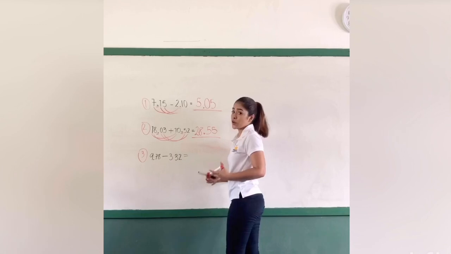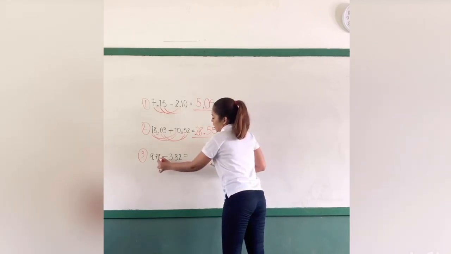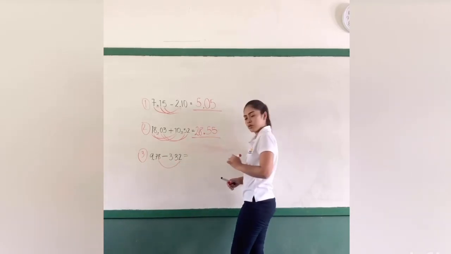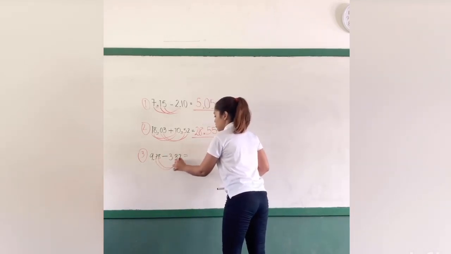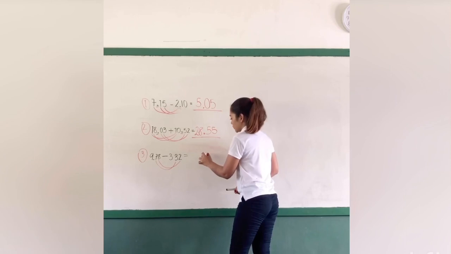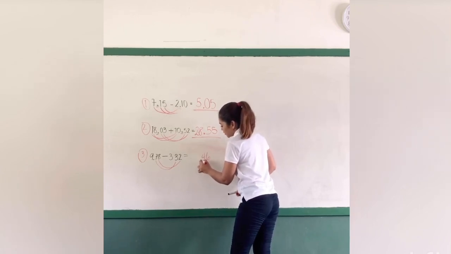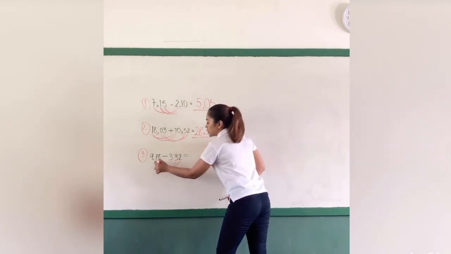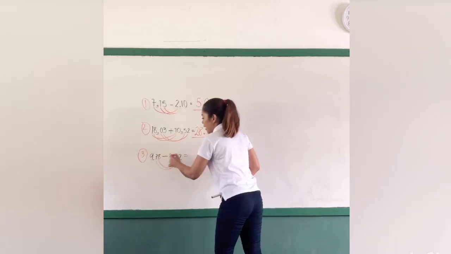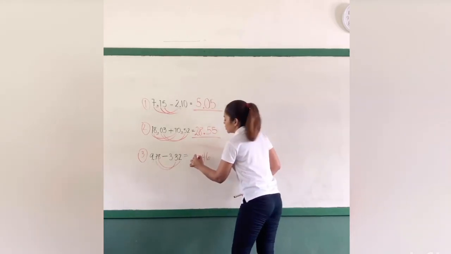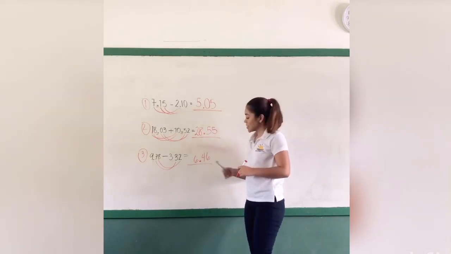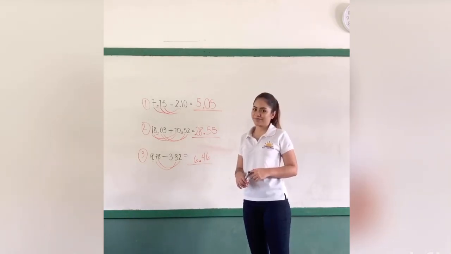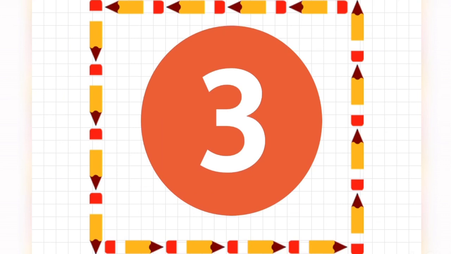Let's do our last exercise. I really hope you're understanding. 8 minus 2, 6. 7 minus 3, 4. We respect and put point. And 9 minus 3 equals 6. So my final answer is 6.46.